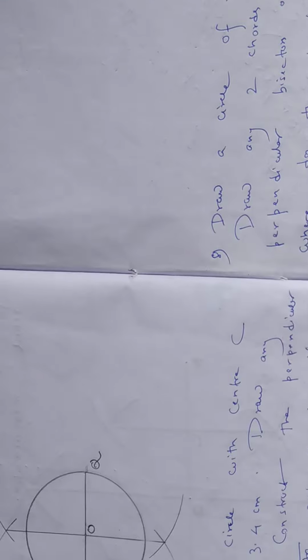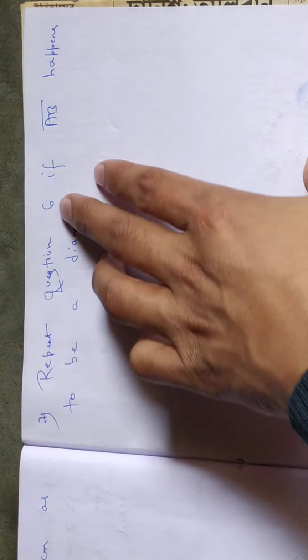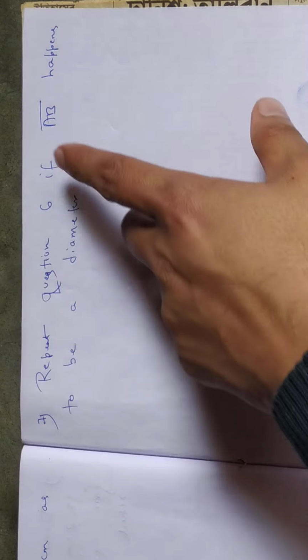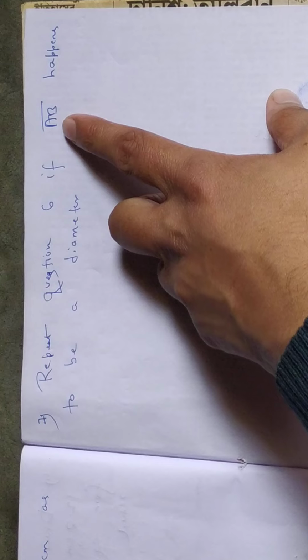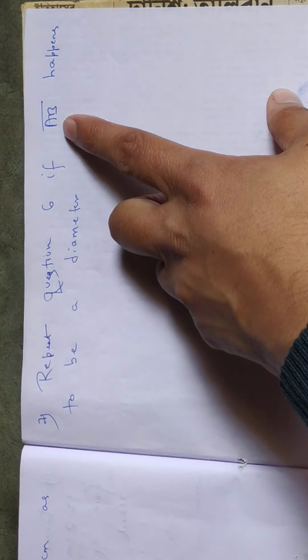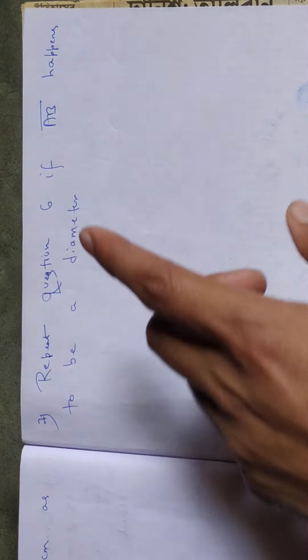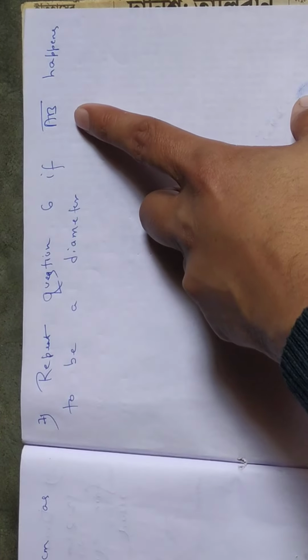Now what is question number 7? Question number 7: repeat question number 6 if AB happens to be a diameter. Now the same question number 6 you have to repeat, but in the previous question we have taken AB as a chord. Here you have to take AB as a diameter, and you have to draw the perpendicular bisector. And you have to check whether that perpendicular bisector passes through the center or not.